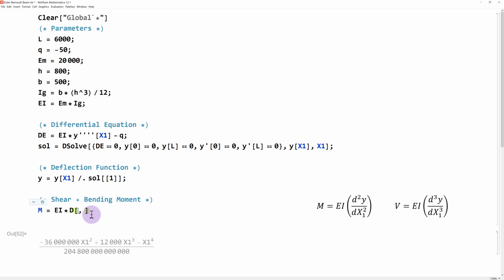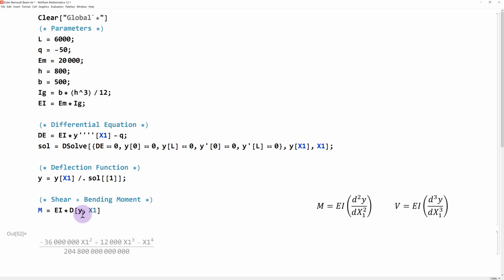So the first argument is, what equation do you want to take the derivative of? Well, I know I want to take the derivative of my deflection function. So all I need in the first argument is simply my deflection function, y. Nice and easy. The second argument is, what variable do you want to differentiate with respect to? Well, of course, my deflection function is just a function of x1. So this is where I would put x1 right here.